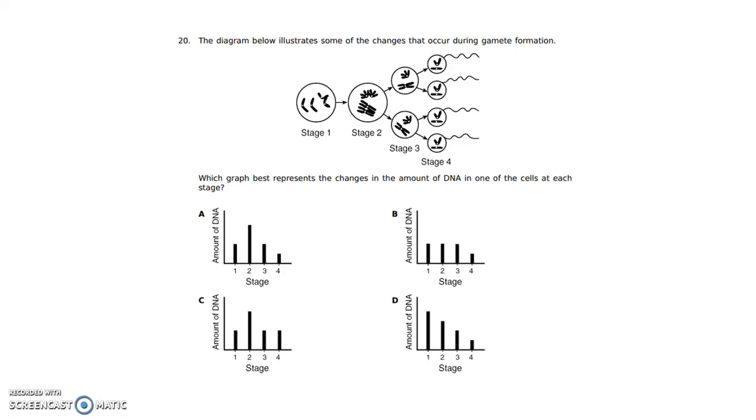Okay, question 20. The diagram below illustrates some of the changes that occur during gamete formation, and knowing that it's talking about forming gametes, let me highlight that word there, gamete formation. And if we're talking about making gametes, that means we're talking about meiosis. So, gamete formation, meiosis, and there's a diagram here.